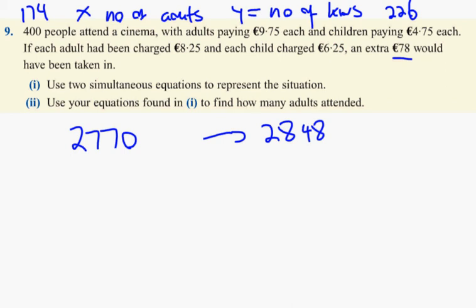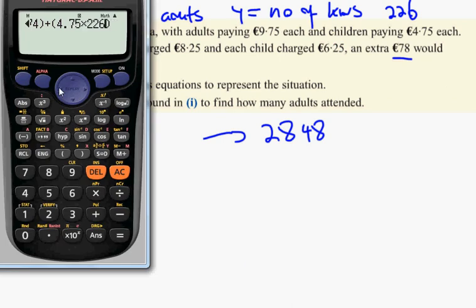Let's check if that system will work. Under the new system, I'm not charging them 9.75. I'm charging them 8.25. And under the new system, I'm not charging them 4.75, 6.25. If my prediction is correct, this answer should be 2848. You've got the correct answer. Okay.